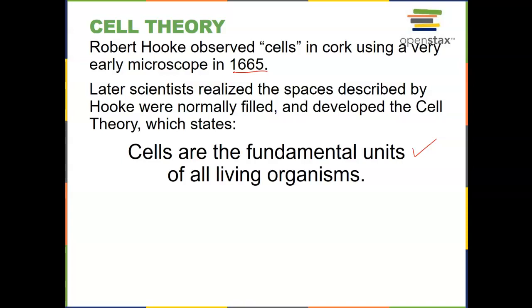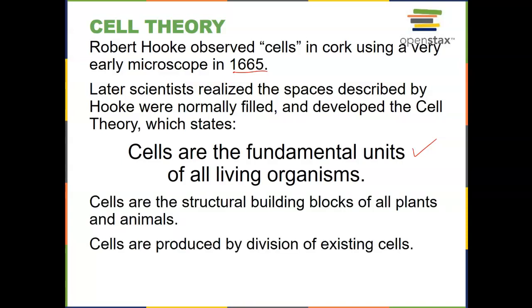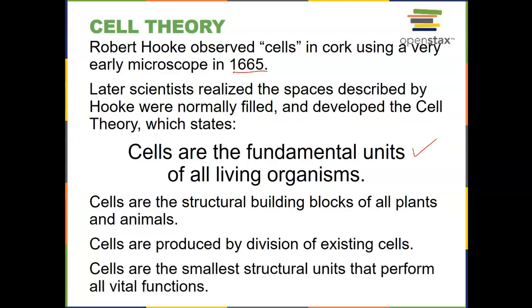Other scientists realized that the spaces inside of tissues were the cells, okay? And so cells are the fundamental units of living organisms. They're the structural building blocks of all plants and animals. Cells are produced by the division of pre-existing cells. So cells make cells. Cells just don't go poof and they exist. You must have a pre-existing cell to make another cell. And cells are the smallest units that can perform all vital functions, and I'm going to add here, of life.